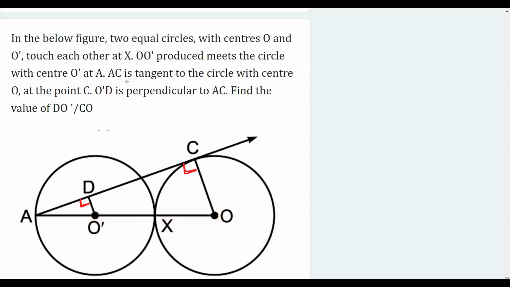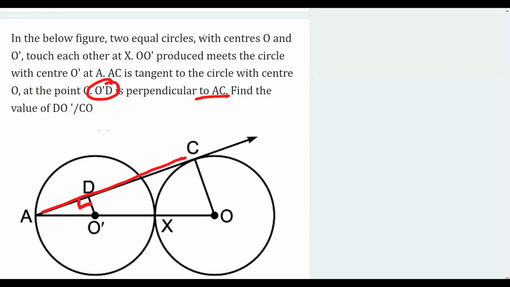All right. Now we are given AC is a tangent to the circle with center O, where C is the point of contact. Further, it says that this is given as 90 degree. That means we are given O dash C, you can see O dash C is perpendicular to AC. So this angle is 90 degree.